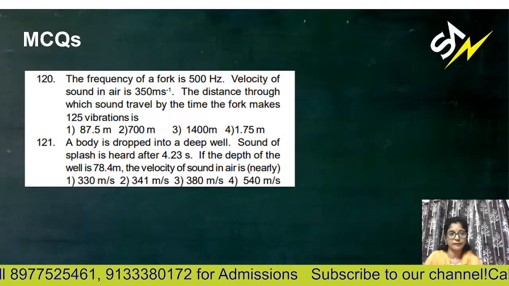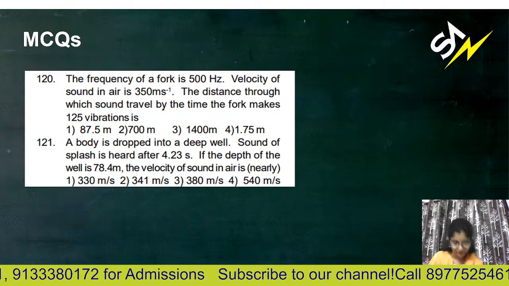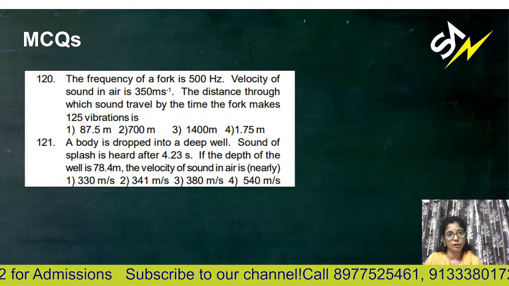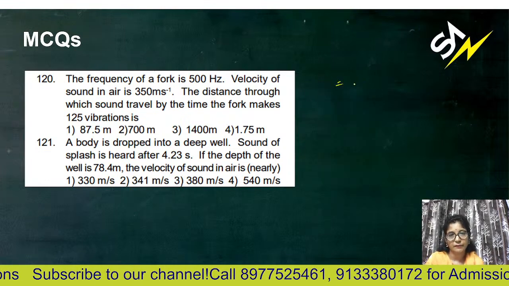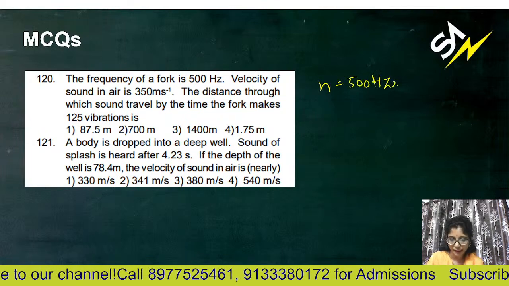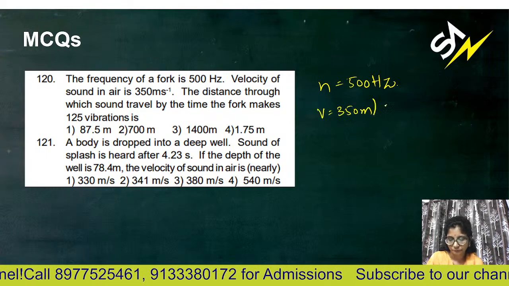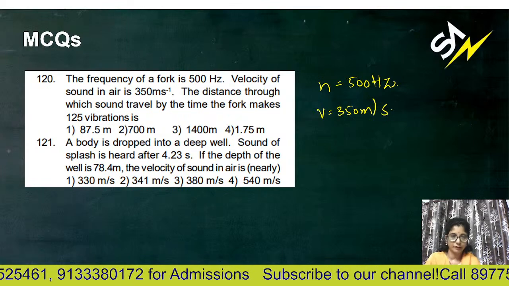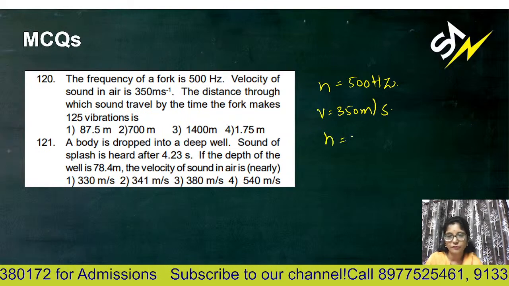Next, quickly, let's go to the problems. The first problem we have here is that the frequency of the fork is 500 hertz, and the velocity is given as 350 meters per second. Now they are asking us to find the total distance traveled for 125 vibrations.